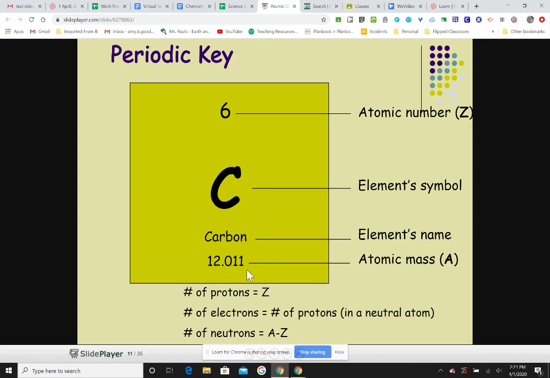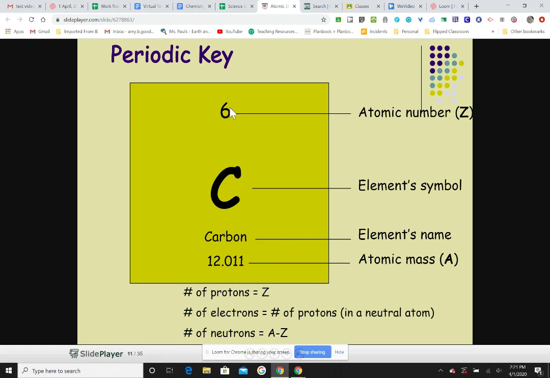In this case, the atomic mass on this particular periodic table includes the decimals. Sometimes you'll see it and sometimes you won't, depending on the individual periodic table. The atomic mass is talking about how many protons you have, and then how many neutrons you have.